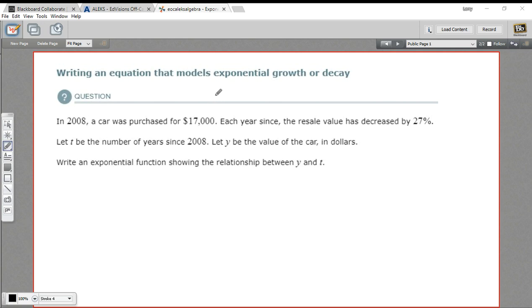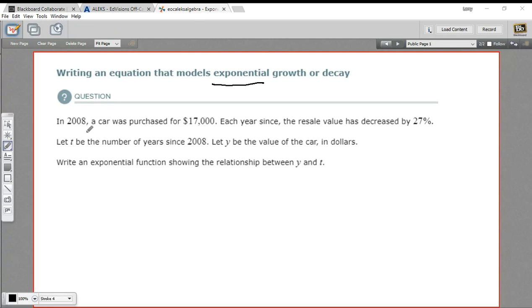Here we have a word problem, and in this case it's a problem that represents either exponential growth or exponential decay. In this problem, what we want to do is just write the equation that models this word problem. We don't have to solve it for any particular value, we just have to come up with an equation. You can probably guess that since this is an equation modeling exponential growth or decay, there's going to be an exponent involved somewhere. Let's read the problem and see what we've got.